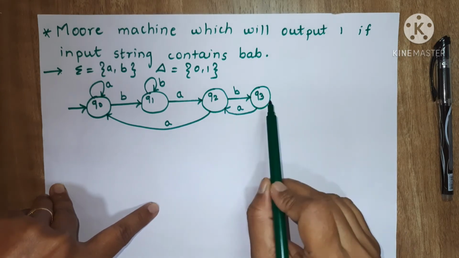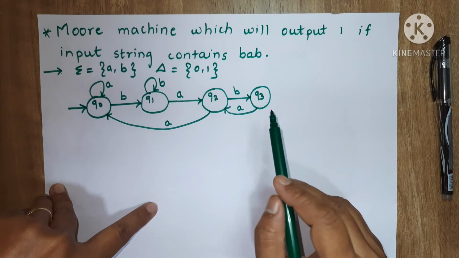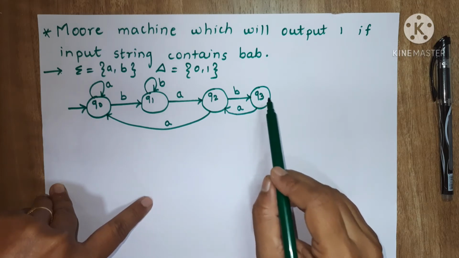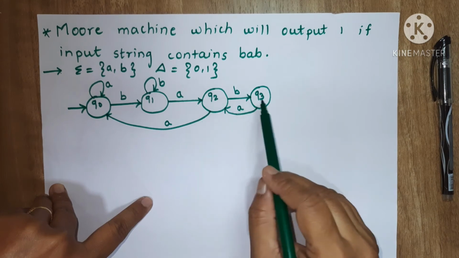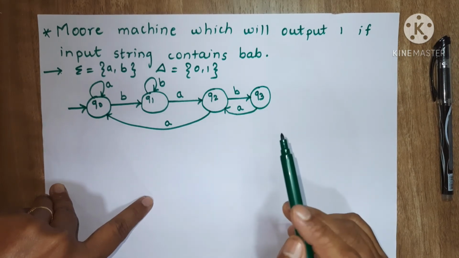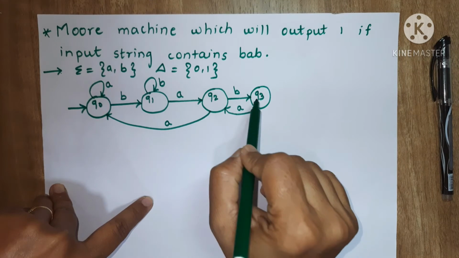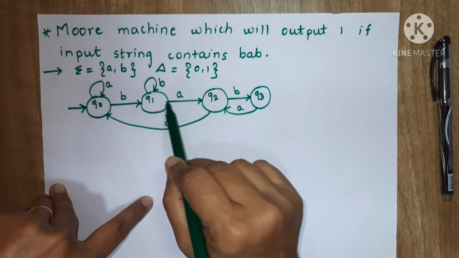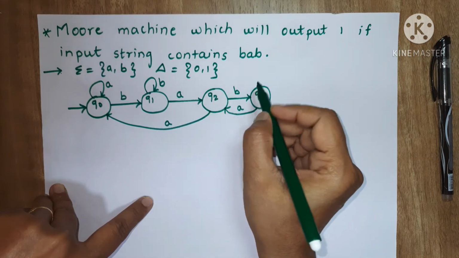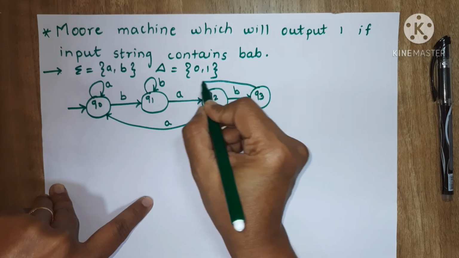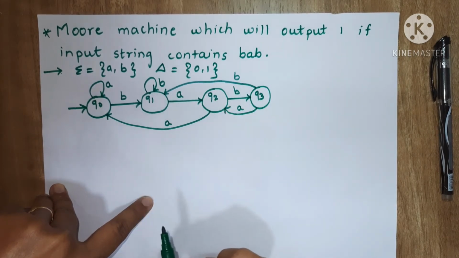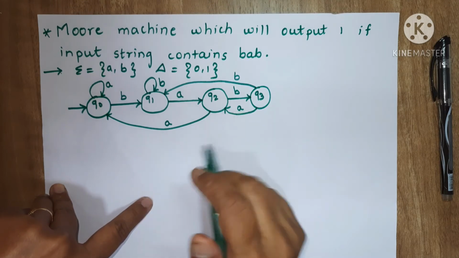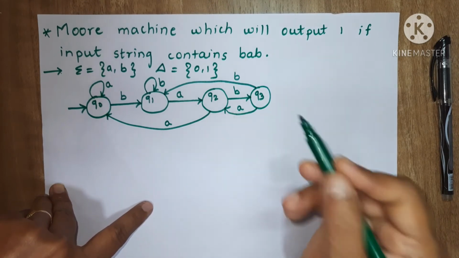Again in the Q3 state, if I get B, then I should again get AB so that my BAB string will complete. Where should I go so that I will again get AB? That is nothing but the Q1 state. That's why for B I have to show a transition to the Q1 state. So all the transitions for all the states are completed.